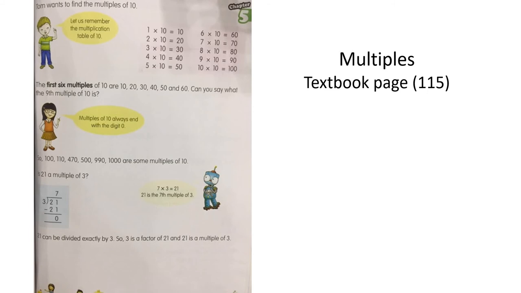If I ask you, what is the sixth multiple of 10? It is 6 times 10 equals 60. What is the ninth multiple of 10? It is 90, and so on. So multiples of 10 always end with 0. As you see here in the answers, you have 10, 20, 30, 40. All these multiples end with 0.